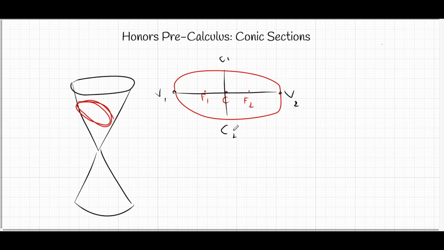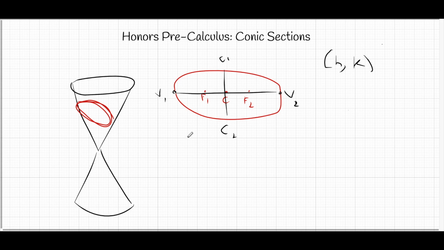Now, we have variables and constants that we can use in the equation later on. The variables are obviously x and y. The constants are similar to r and h, k in the circle. We have h, k as the center as well. But we have a few more constants.